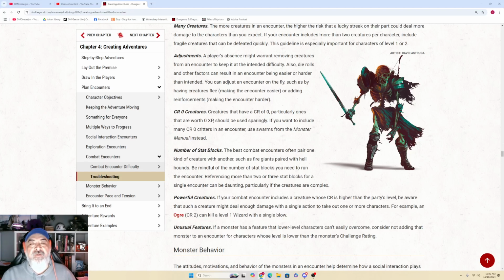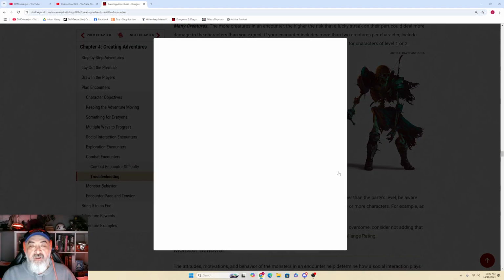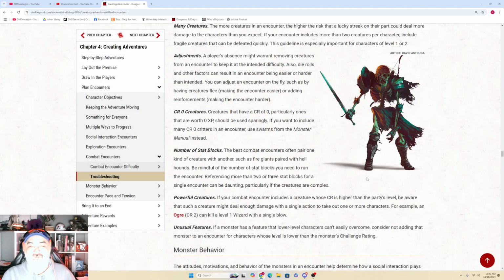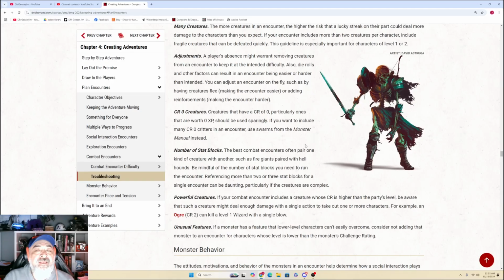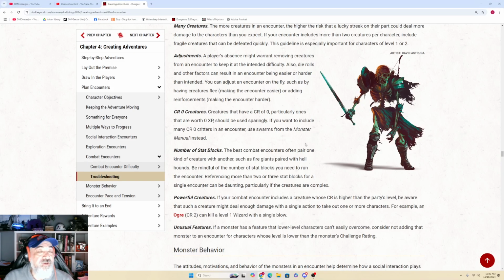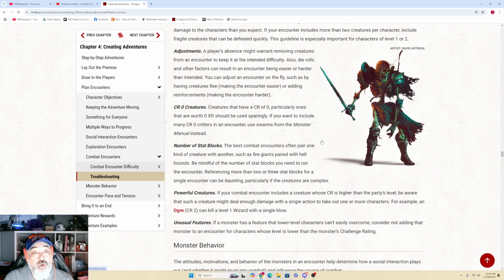Adjustments. A player's absence might warrant removing creatures from an encounter to keep it at its intended difficulty. Also, die rolls, that was bad, and other factors can result in an encounter being easier or harder than intended. You can adjust an encounter on the fly, such as by having creatures flee, making the encounter easier, or adding reinforcements, making the encounter harder.